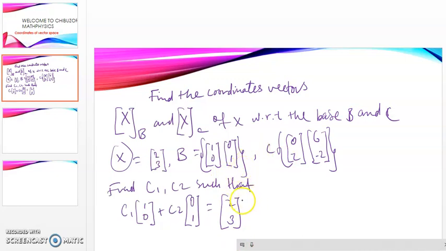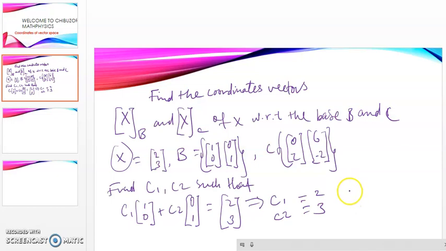You can even use your calculator to find the values for C1 and C2, but you can write this as a system of equations. Multiplying this will simply give C1 plus 0, which is simply C1. So C1 here will simply be equal to 2, and here we have 0 C1 plus C2, so C2 is simply equal to 3.